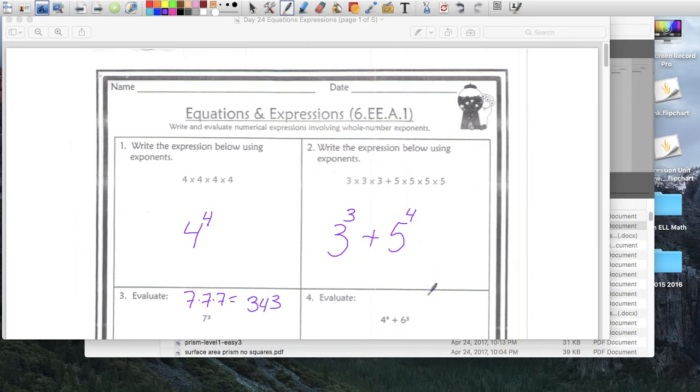Evaluate this again. 4 to the fourth power, yikes, plus 6 to the third. 4 to the fourth power is 4 times 4 times 4 times 4. 4 times 4 is 16. 16 times 4 is 64. And times 4 again, it looks like it's 256. Plus 6 to the third, and 6 to the third is 6 times 6, which is 36, times 6 is going to be 216. So it's 256 plus 216, that gives us 472.